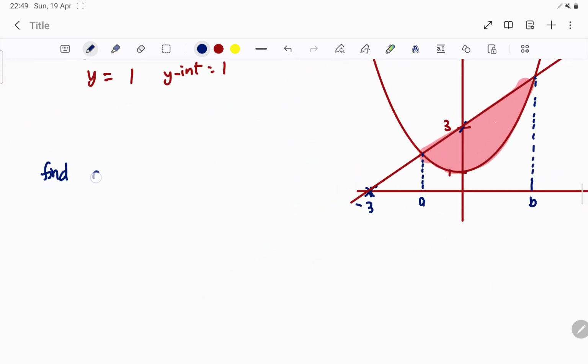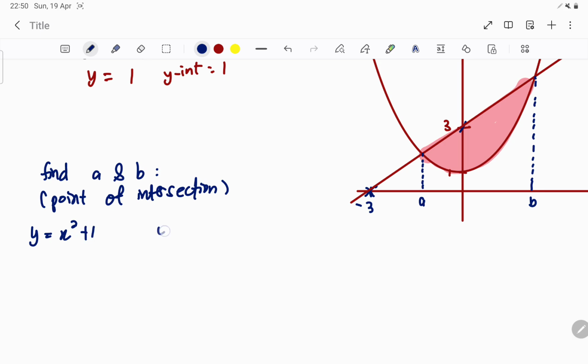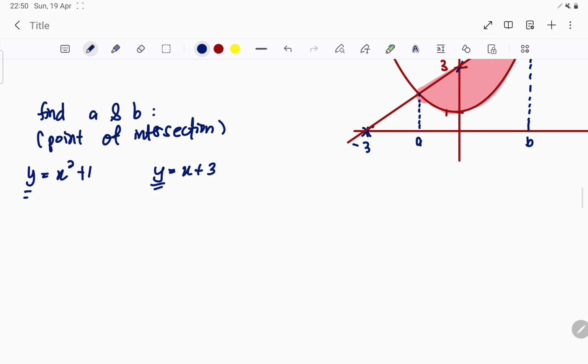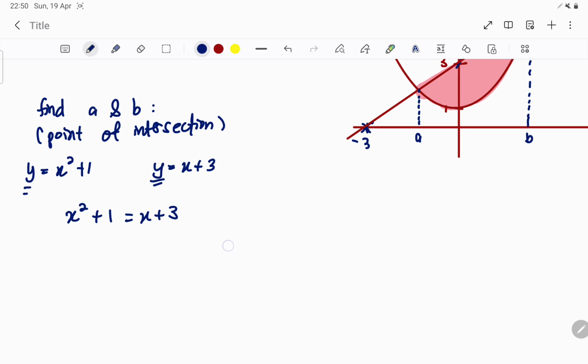Find A and B, you have to use point of intersection. Find point of intersection, which is, here you have y equal to x squared plus 1 and y is equal to x plus 3, right? Both of them are y. Then you make it equal, each of them. x squared plus 1 equal to x plus 3, because both are y. You just make it equal to themselves. Okay, any other question also, when you want to find point of intersection, both you have y, right? Then you put equal with each other. Then you find the value of x.